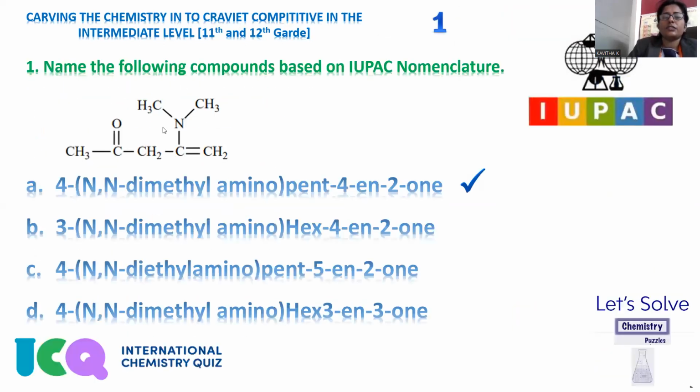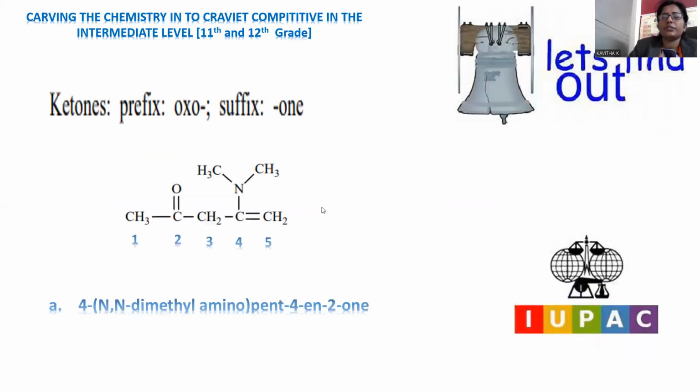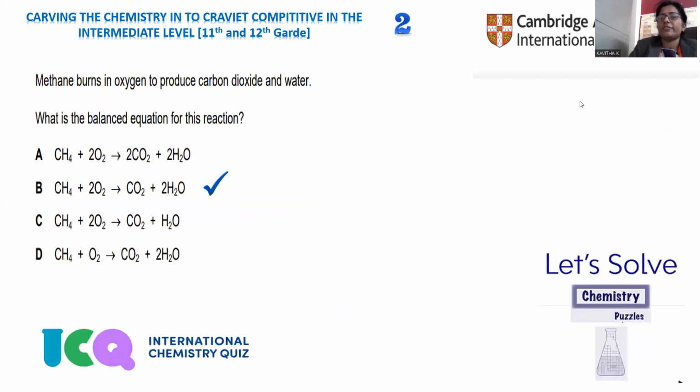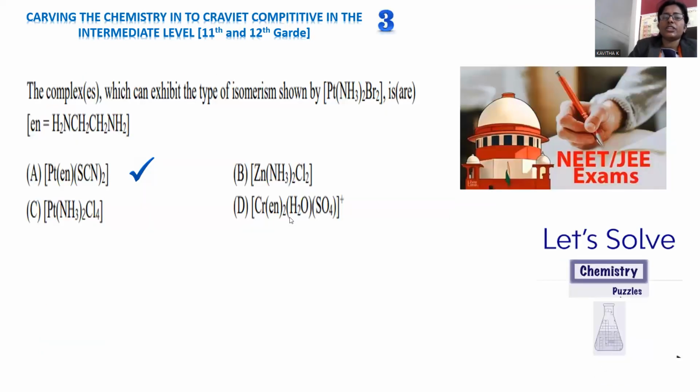This is the question based on IUPAC nomenclature. And the second question is taken from the Cambridge Assessment International Education. And question number 3 is taken from JEE Advanced 2023 question paper. Fine. The complex which can exhibit the type of isomerism shown by platinum NH3 taken twice Br2.